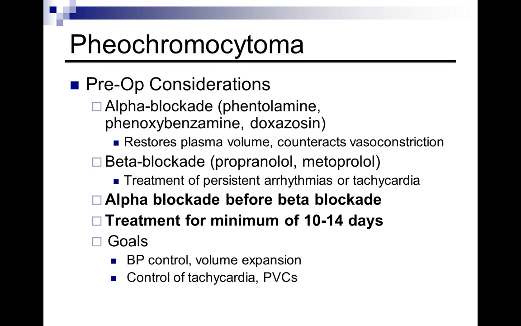The textbooks say that you should treat these patients for a minimum of 10 to 14 days, and your goals are really to get blood pressure well controlled, get them volume expanded, and get their tachycardia and their PVCs under control. And if these goals haven't been met, many would suggest that you postpone surgery in order to get them properly optimized before having the surgical resection.